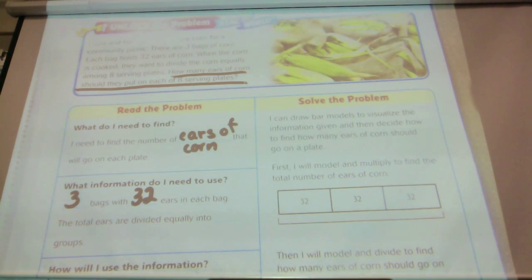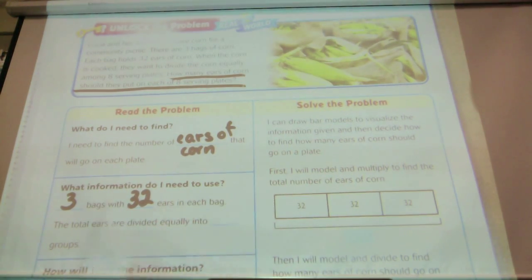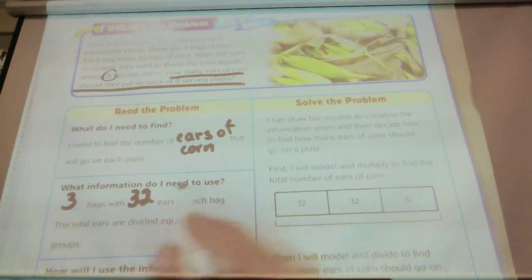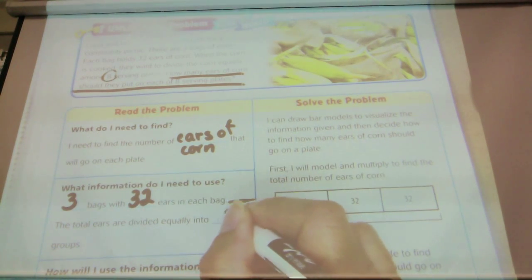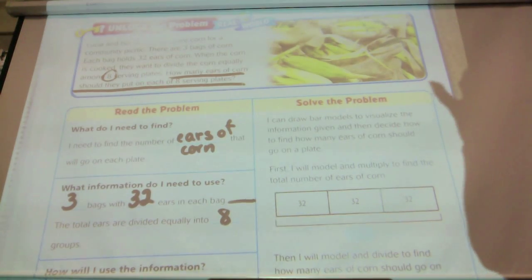Okay? So the total ears are divided into how many groups? Once I find out the total amount of ears, how many groups am I going to divide them into? 8. 8 groups, right? Because we have how many serving plates? 8. So once I find the answer to this, I'm going to divide that into 8 plates, 8 groups. Okay? And then it says, how am I going to use this information?